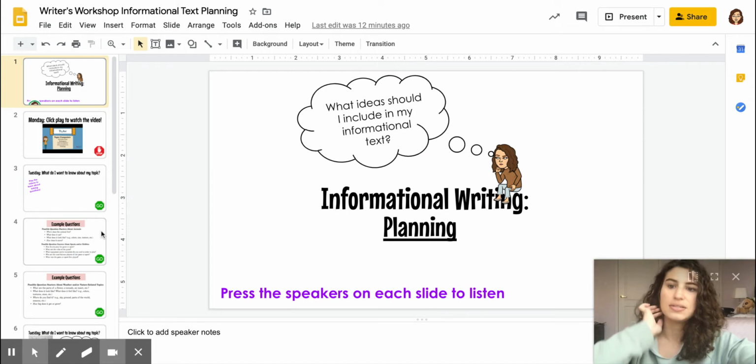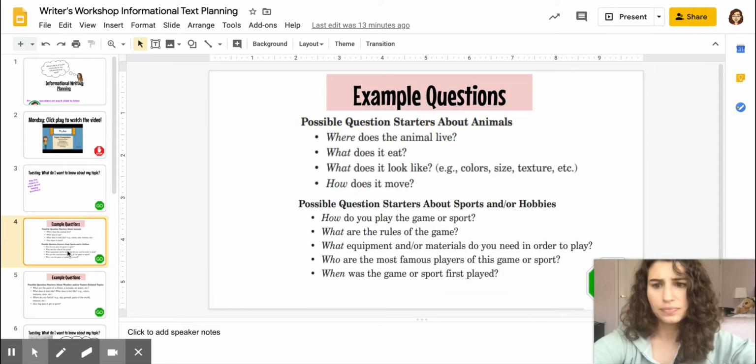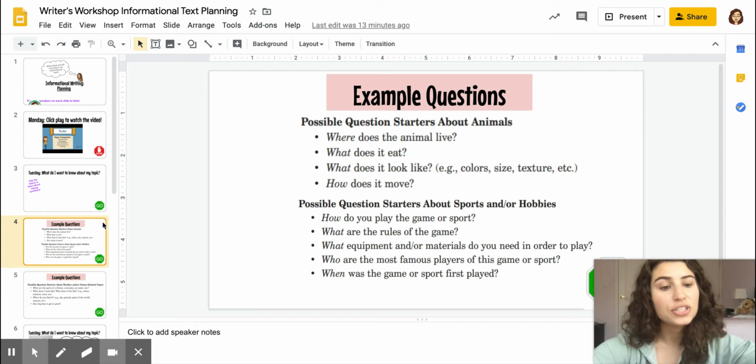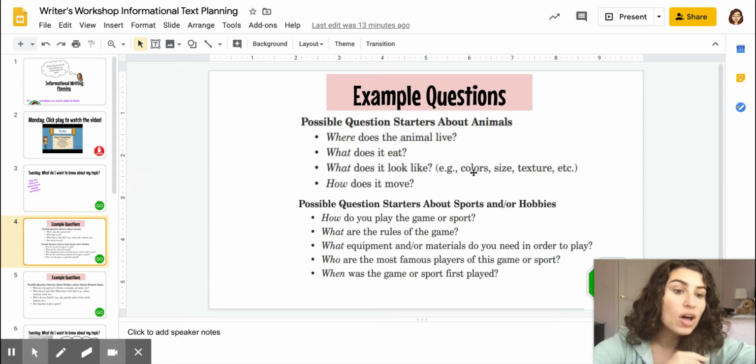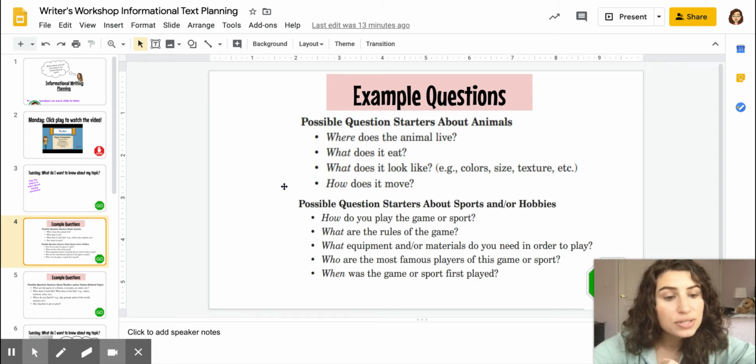our slides today. So your goal today is just to come up with 3 questions about your topic. So some example questions we have. If you are researching an animal that's your topic, some questions you might ask are, where does the animal live? What does it eat? What does it look like? Meaning, what color is it? How big is it? How small is it? Maybe, is it soft? Is it scaly? How does it move?